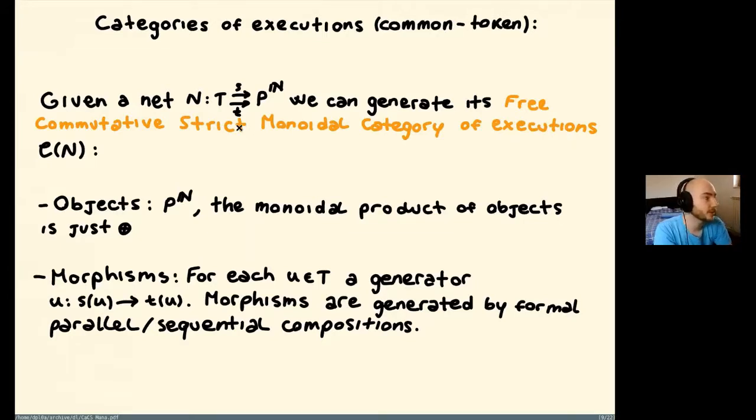And this construction is quite similar to the free category on a directed graph, or its path category. It has as its monoid of objects the free commutative monoid on P, and as its tensor product just the usual multiset sum operation. For morphisms, you get a generator for each transition of your net, and you generate all the morphisms by taking all formal parallel and sequential compositions of generators and of identities.